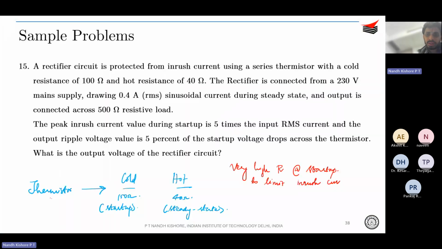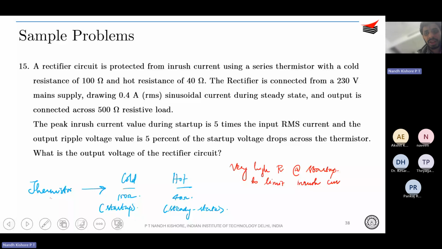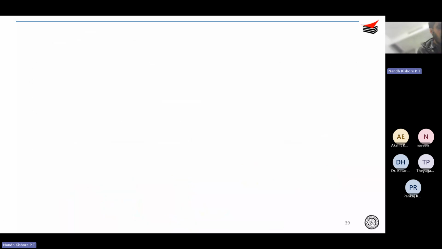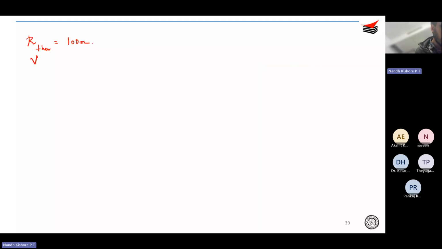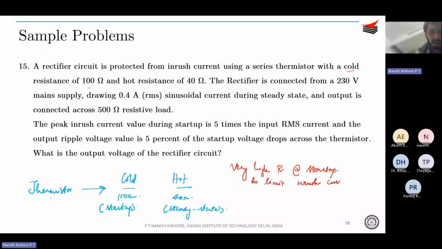So we just saw that during startup, and this question is regarding startup, we should be concerned with the cold resistance. So I will write R thermistor to be 100 ohm, because you want a high resistance during startup to limit the inrush. And of course, V grid, as I will write it, is 230 volt RMS, and it draws an input current of 0.4 ampere sinusoidal.